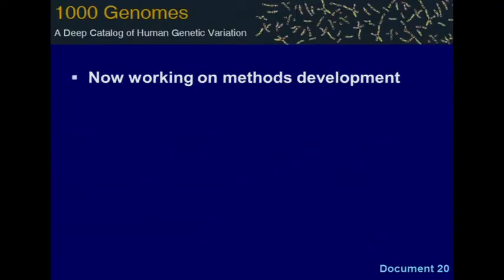Also involving the three large sequencing centers, progress continues on the 1,000 Genomes project to sequence the genomes of a large number of people, thereby providing a comprehensive resource on human genetic variation. The 1,000 Genomes project analysts are now working on the development of methods for identifying variants, especially indels and other structural variants, and integrating them on haplotypes.